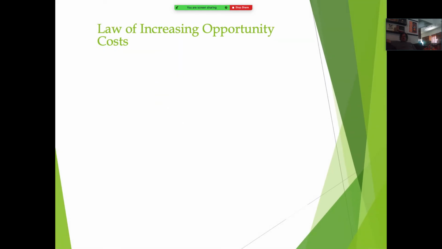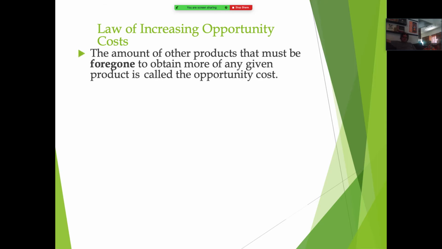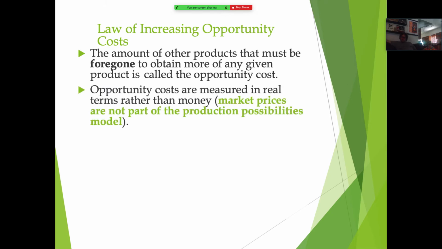Law of increasing opportunity costs. We just talked about constant opportunity costs. Let's talk about increasing opportunity costs. If every time I make a decision I have to give up a little bit more of the other product, that's going to be called increasing opportunity cost. This is an important idea.